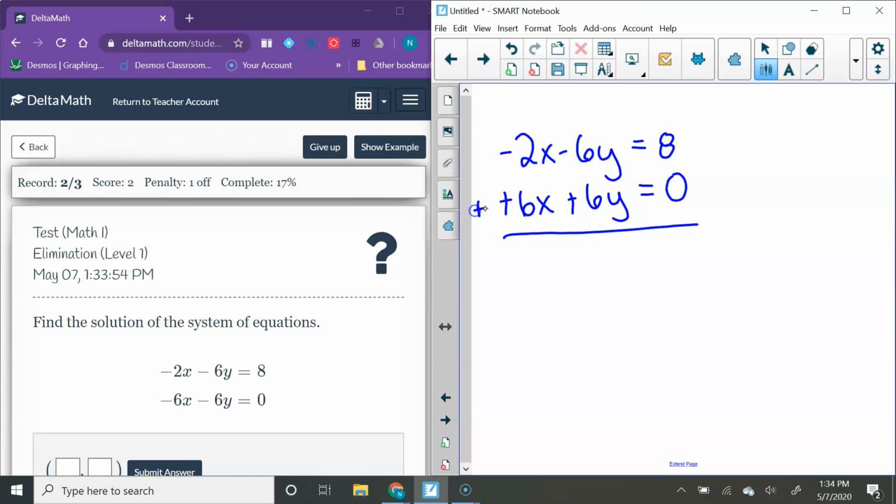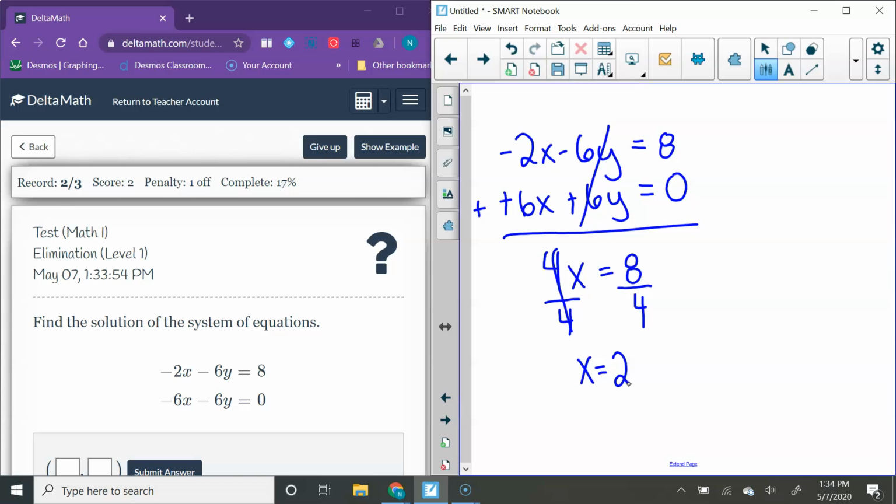And now when you add these two together, those y's are going to cancel out. So negative 2 plus 6 is going to give you 4x, and 8 plus 0 is going to be 8. And we will divide both sides by 4. And so x will equal 2.